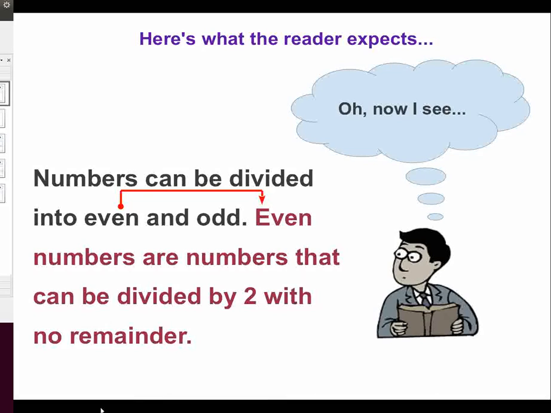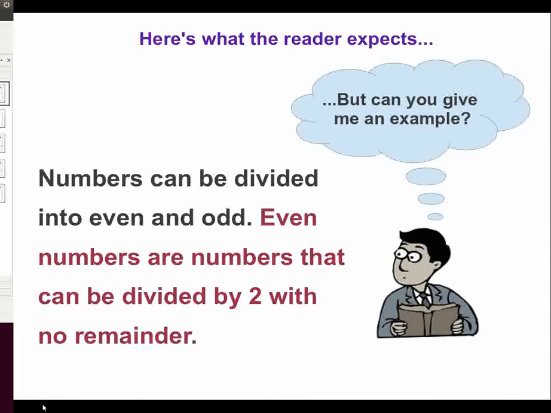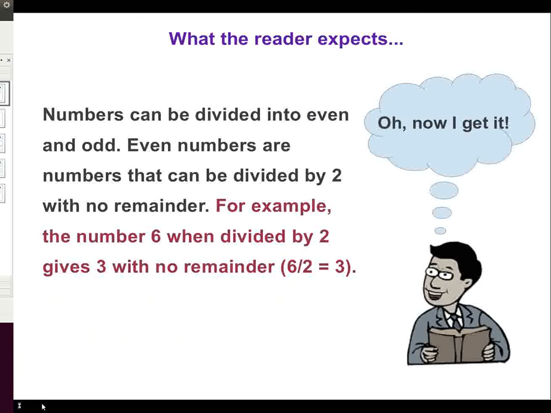Now if you continued with: even numbers are numbers that can be divided by 2 with no remainder, that would probably satisfy the reader's expectations because you've already started talking about how numbers can be divided into even and odd, and now you've explained at least what the even numbers are. Now, if this is an unsophisticated user who doesn't understand much about odd and even numbers, then probably the next thing in their mind would be, well, I'd like to see an example. It's always reassuring to see some type of example. So the next sentence would proceed like this.